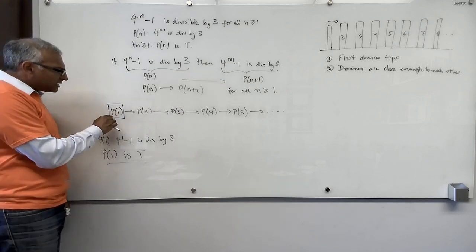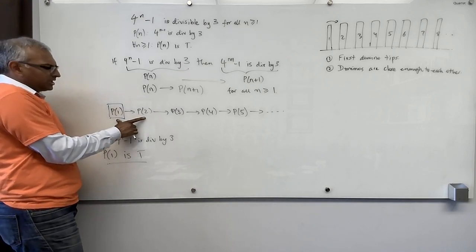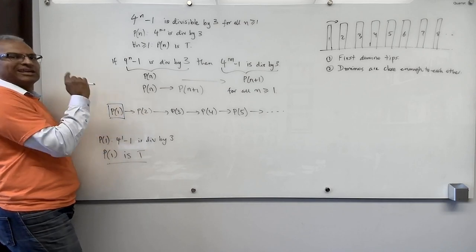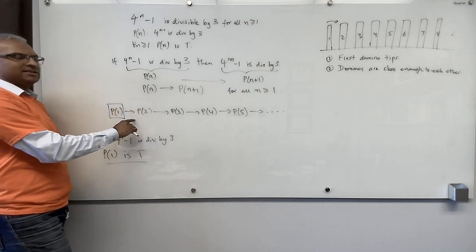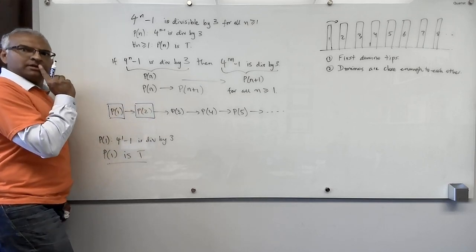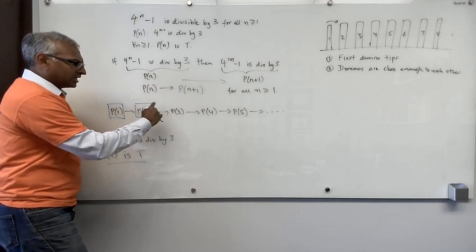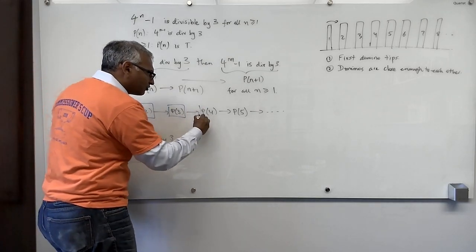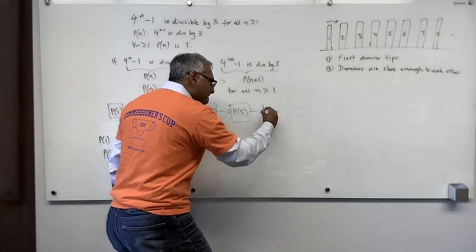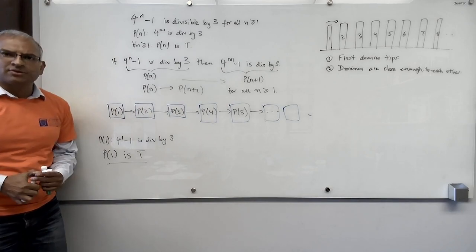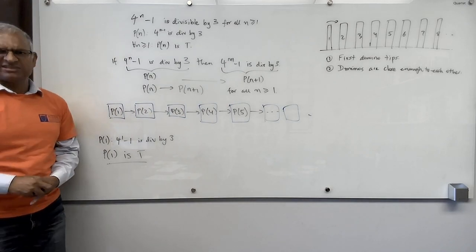Because that guy is true, and we already proved this implication, P(1) implies P(2), and if the left side of an implication is true, we can infer the right side. So we can infer P(2) is true. But wait a minute, P(2) is true, so we can infer P(3) is true. P(3) is true, P(4) is true. You see the chain reaction? Boom, boom, boom, boom. It goes on forever, just like the chain reaction in the dominoes. In fact, it's basically the same.